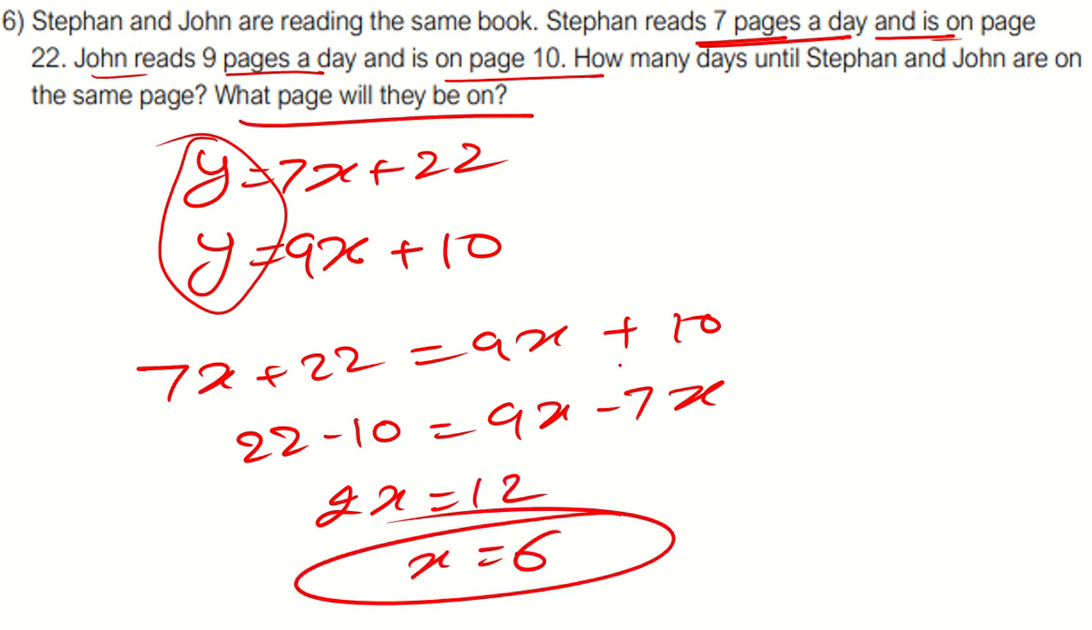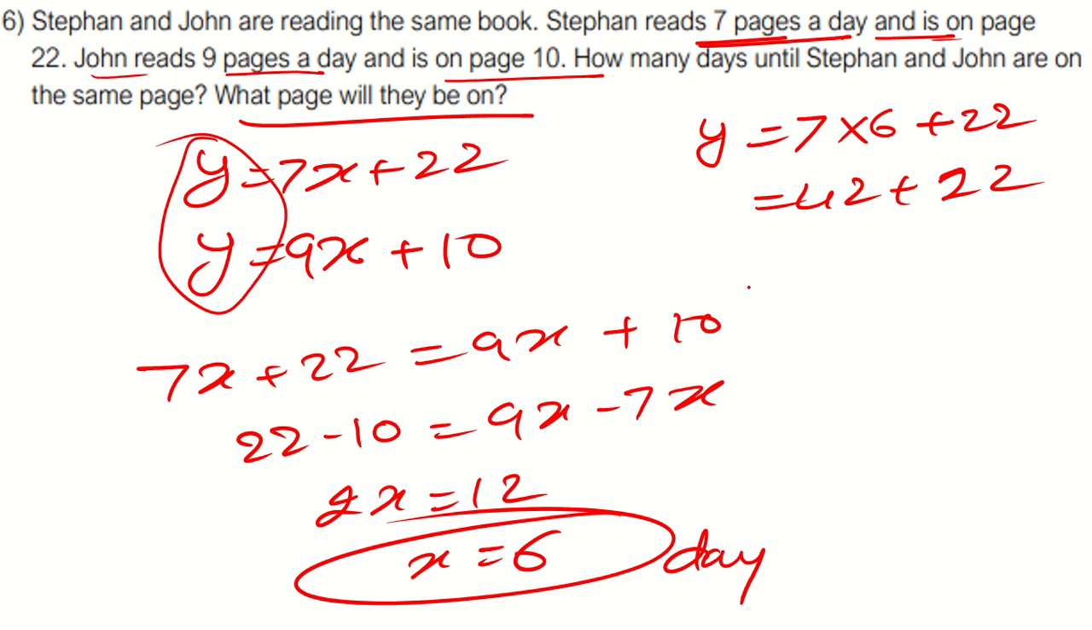Okay. And what page will they be on? So this is day. What page will they be on? So after 6 days, how many pages will they have read? 7 multiplied by 6 plus 22, that is 42 plus 22, means they will be on the 64th page number.